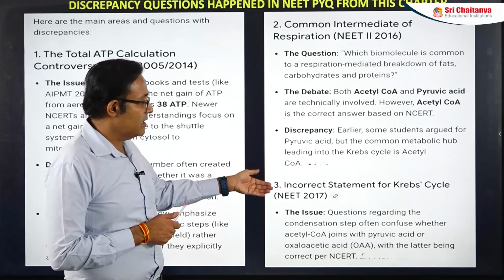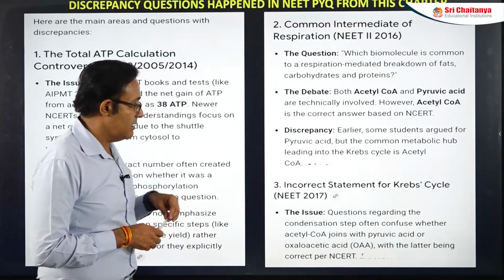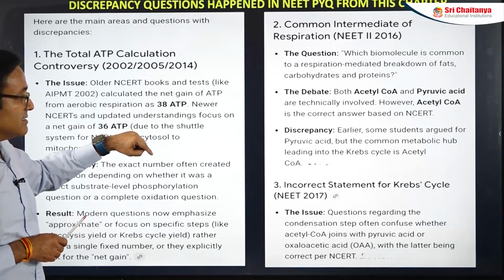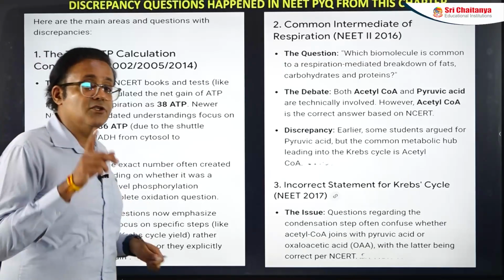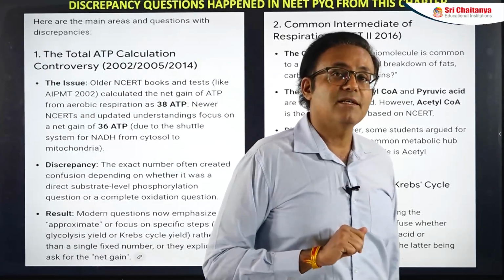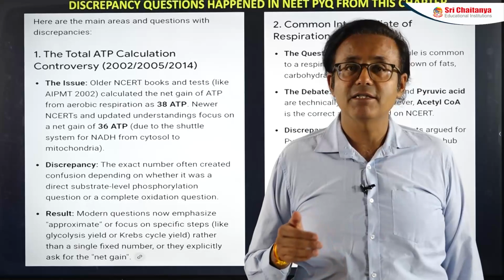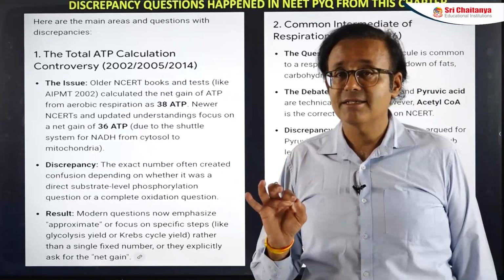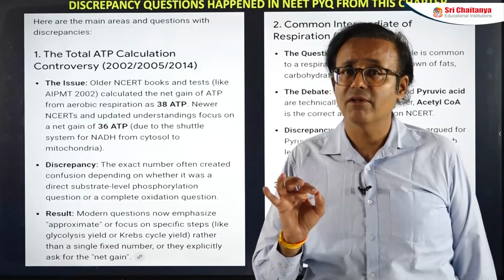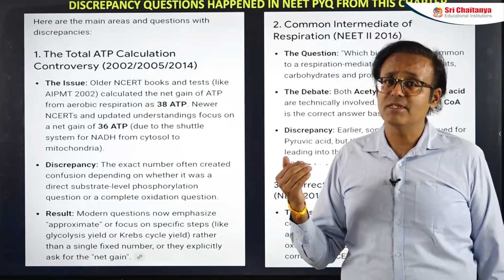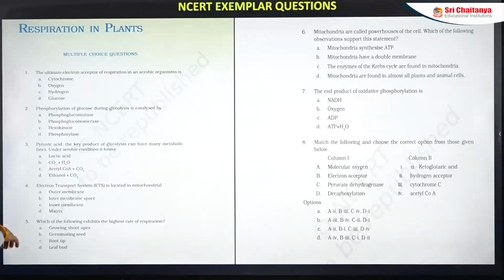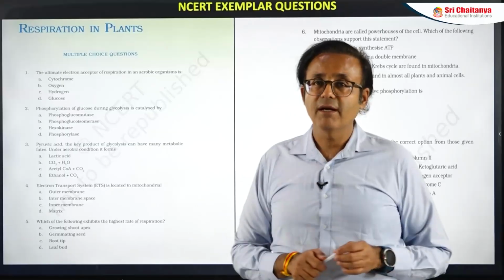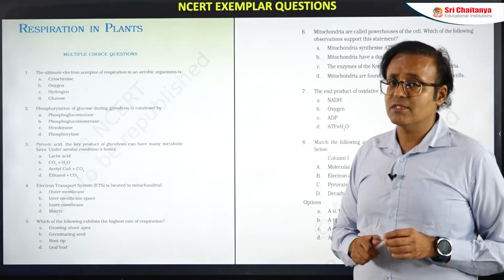Next, the incorrect statement for the Krebs cycle, which was an issue in NEET 2017. Students were confused whether acetyl coenzyme A joins with pyruvic acid or oxaloacetic acid, with the latter being correct. You know that it joins with oxaloacetic acid to enter the cycle, but NCERT has not mentioned the transition reaction. The thing is that the Krebs cycle generally starts with the condensation of acetyl coenzyme A with oxaloacetic acid. Got it? So these are some of the questions which I have taken from the NCERT exemplar of this topic, and I think you have gone through them, so just have a look.